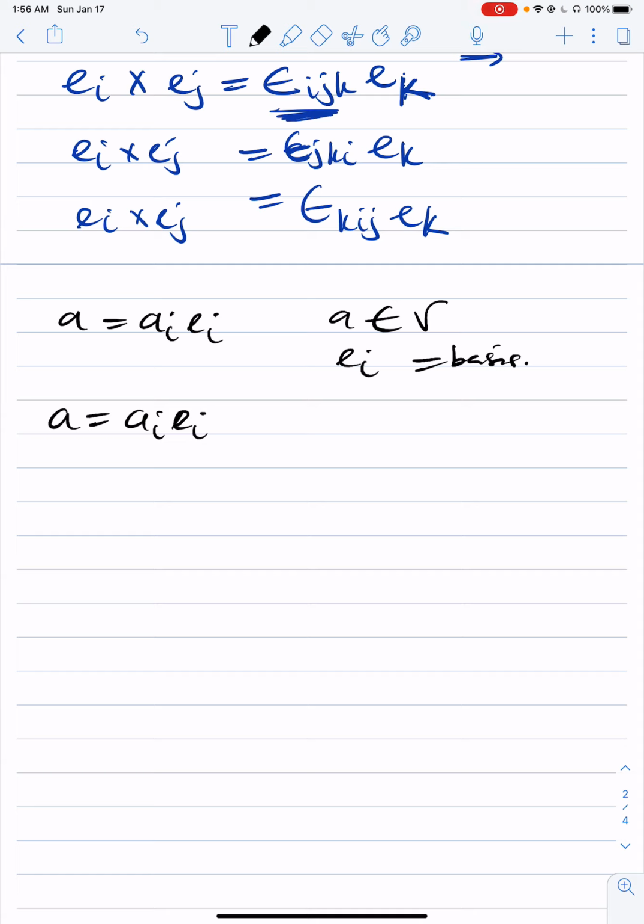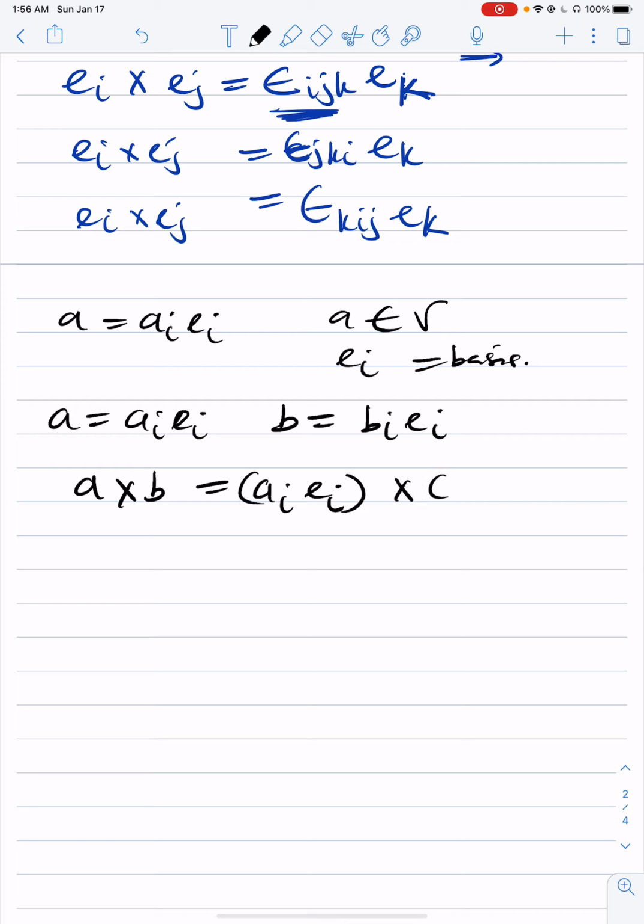So if A is equal to A_i e_i and B is equal to B_i e_i, right? Good. This is component form. So if you do a cross product of A times B, it's equal to A_i e_i cross B_j e_j. Now, if you notice, I switched notations. I don't use i and e again.